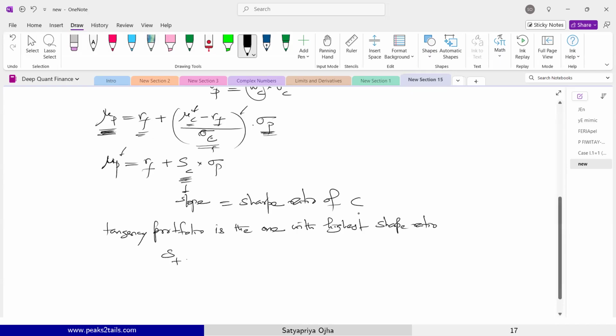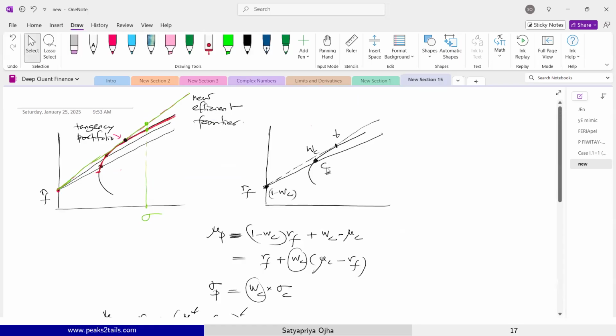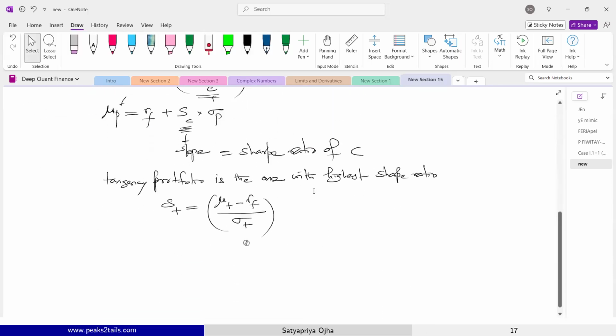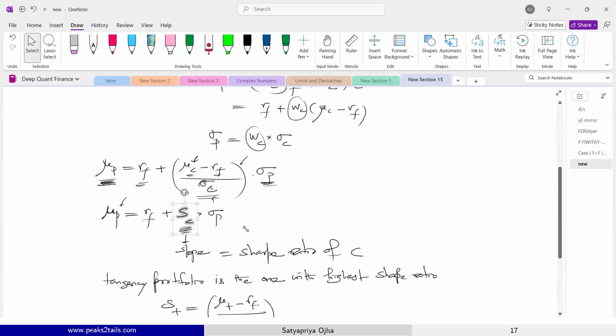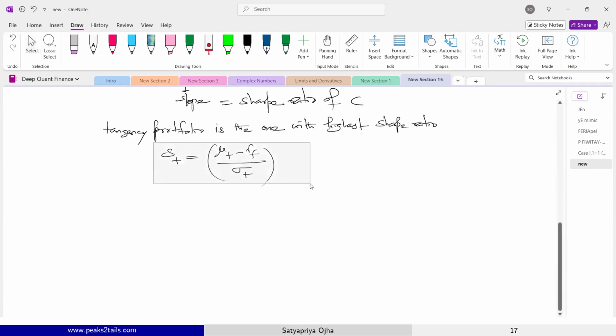Sharpe ratio for that would be S_T, which is mu_T minus R_F by sigma_T. Remember, every point in the hyperbola has a different Sharpe ratio. It depends on the particular portfolio's mean and the sigma, and then that's the Sharpe ratio. And this is the slope that enters into this equation. And this is the highest possible slope or the highest possible Sharpe ratio.